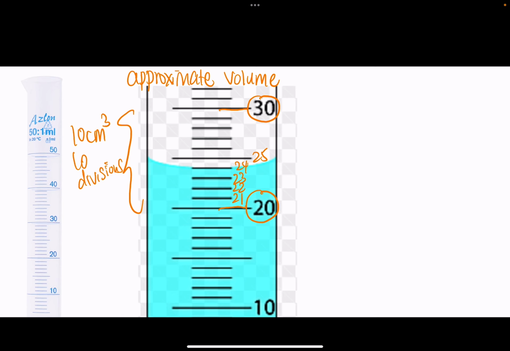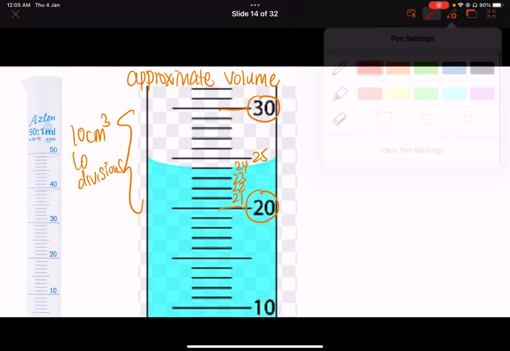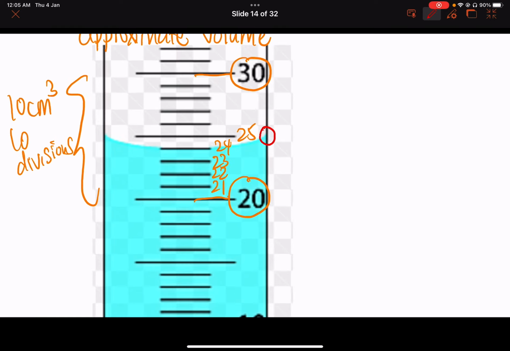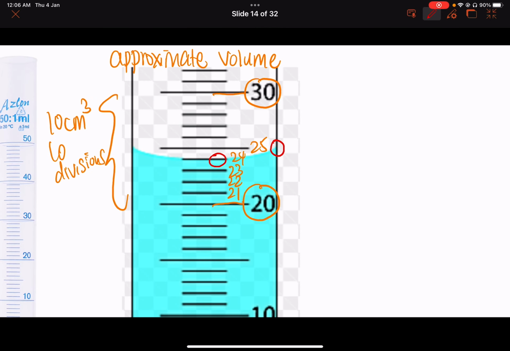Okay, there are 2 points of reference that I need to take note of. I'm going to try to circle it in red. One point of reference is here, the other point of reference is here. Now how do we actually read this reading of the measuring cylinder? This curved line is what we call the meniscus.